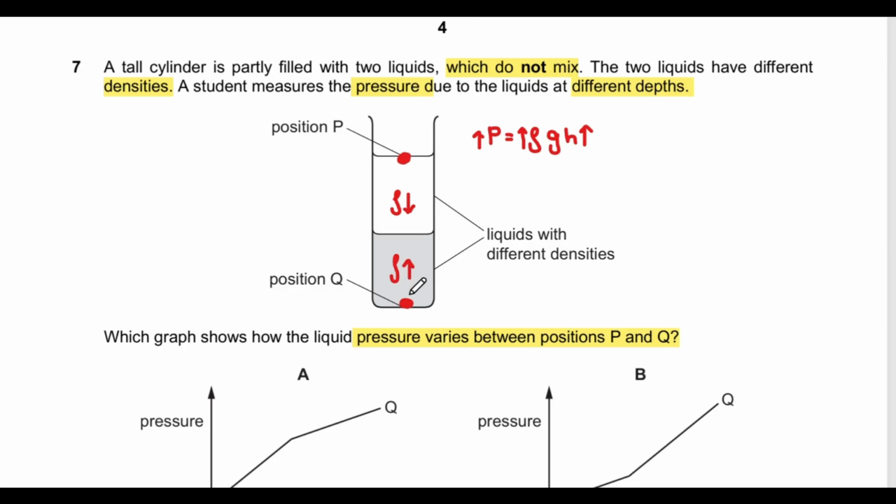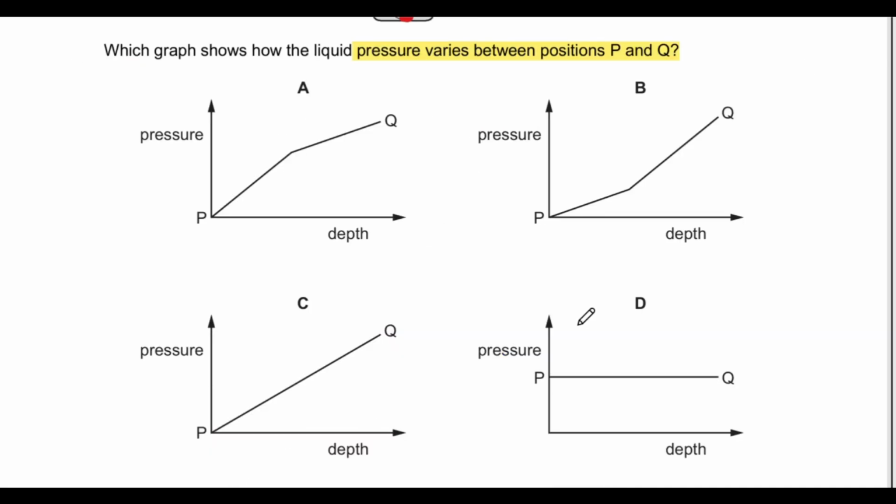But when it enters the second liquid, the density also increases. That means the change in pressure would be even more than before. We are not considering option D because in it the pressure is the same throughout, which is not true because height and density both are changing.